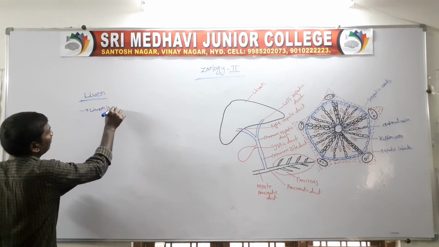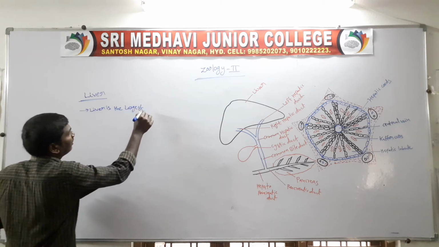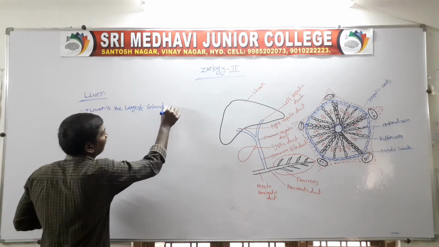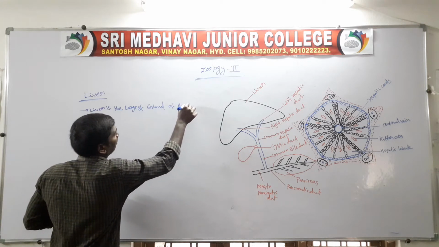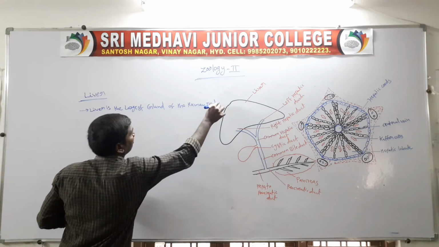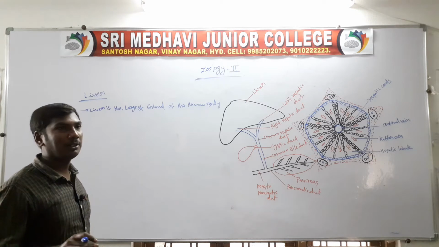So the liver is the largest organ. The liver is the largest gland of the human body.